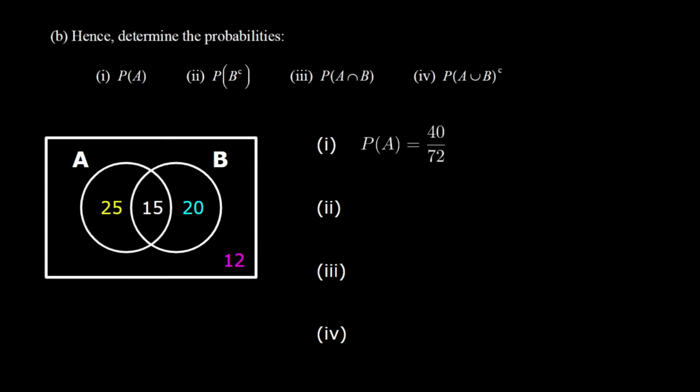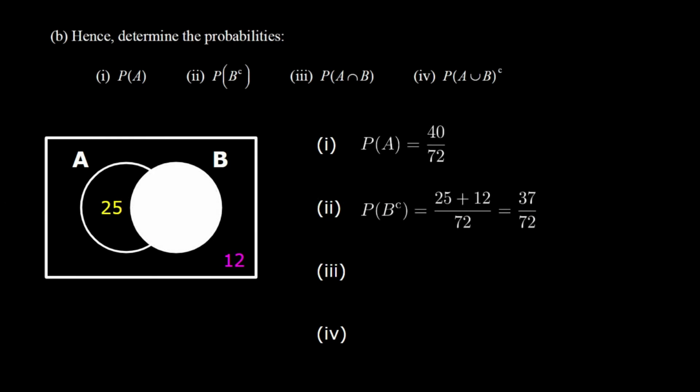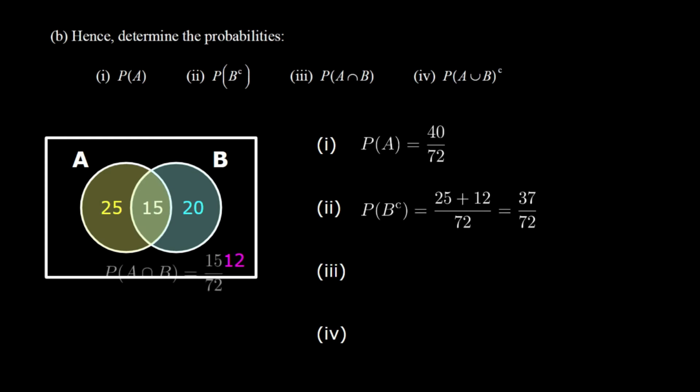And number 2, find the probability of not B. Of course you look at your Venn diagram and you make sure you count up any number that's not in the B circle. So the probability of not B is going to be the yellow 25 and the pinkish number 12, again divided by the number of outcomes in your sample space. So that probability is 37 out of 72. And now for number 3, the probability of the overlap, or the intersection of A and B. Of course, that's going to be 15 in the overlap of the two circles, again divided by 72.